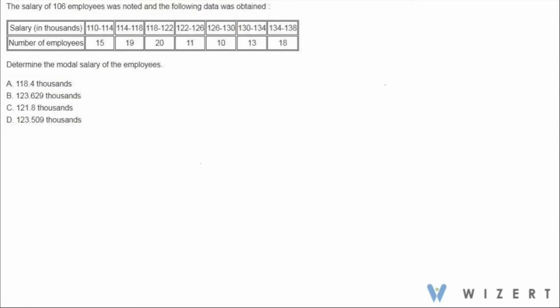We have this question here. The salary of 106 employees was noted and the following data was obtained. We have to determine the modal salary of the employees.